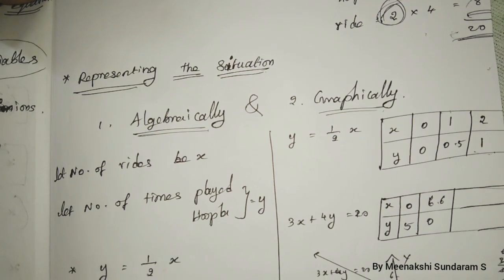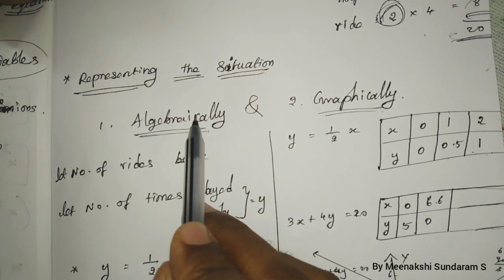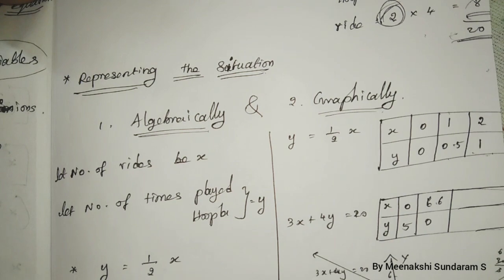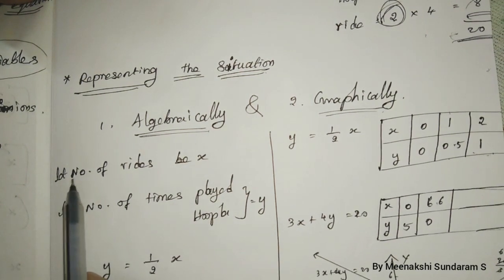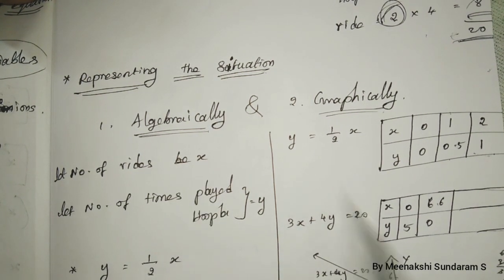Next, listen. Algebraically, in terms of variables, you can write the situation. Let the number of rides be x. We just consider it is x.